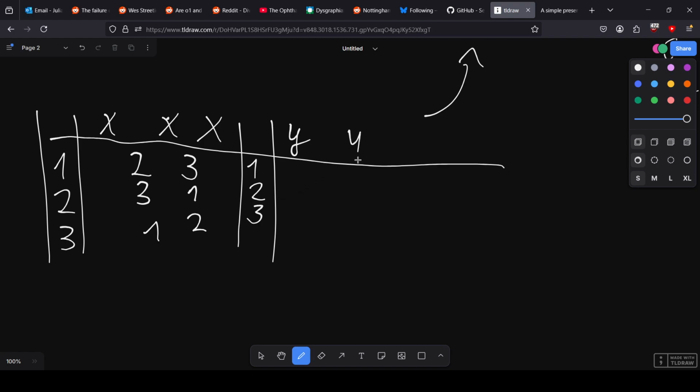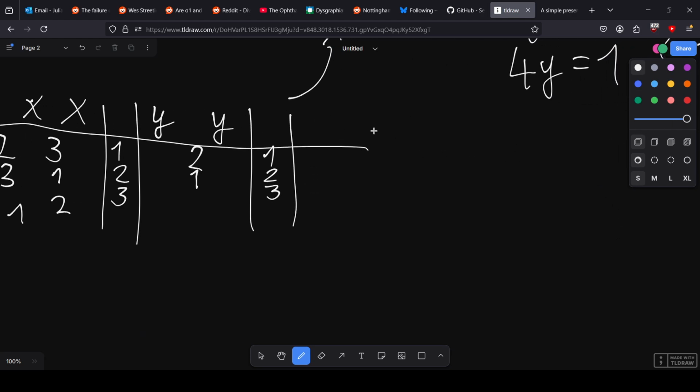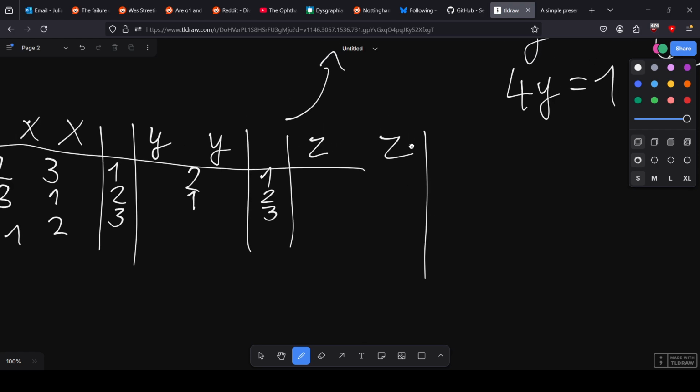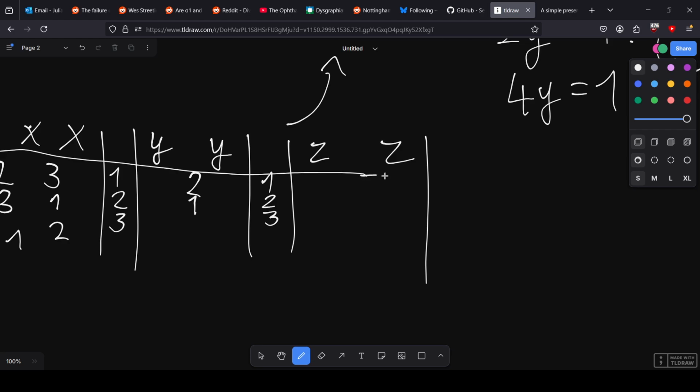So, let's continue the game of writing everything down. 1 from y goes to 2, then goes back to 1. 2 goes to 1 and then to 2. But we don't know how this will work on 3 yet. So, let's not write it down yet. Now, z has to fix 1. And that is all we know right now. So, this is what we'll write down here.